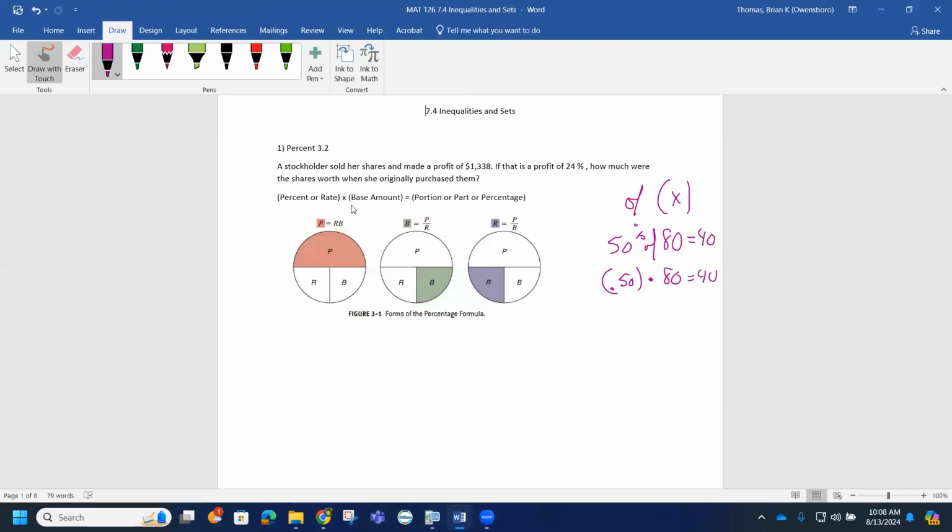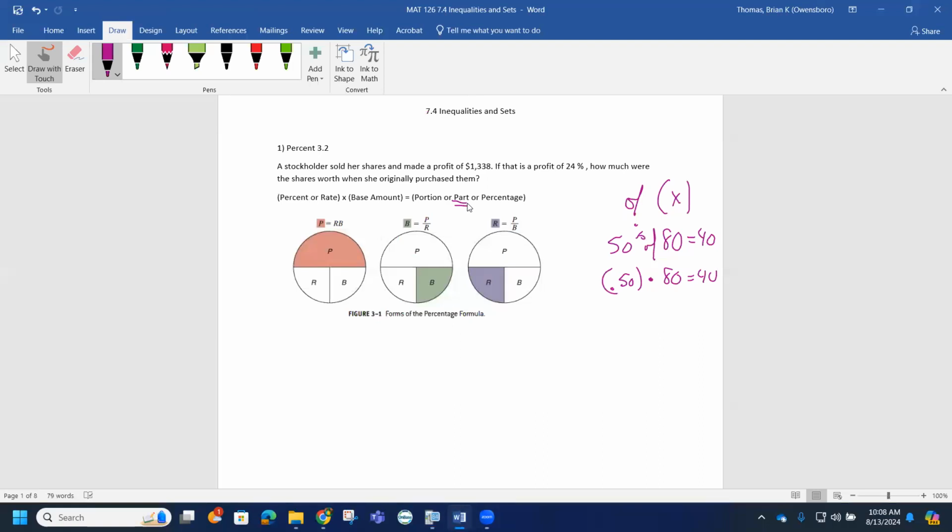So there's a basic formula that says if you have a percent or interest rate, and you multiply by the base amount or the original amount, that's going to give you the portion, sometimes called the part, or the percentage, if you will. Most commonly, I use the word part, but some people use the word portion or percentage.